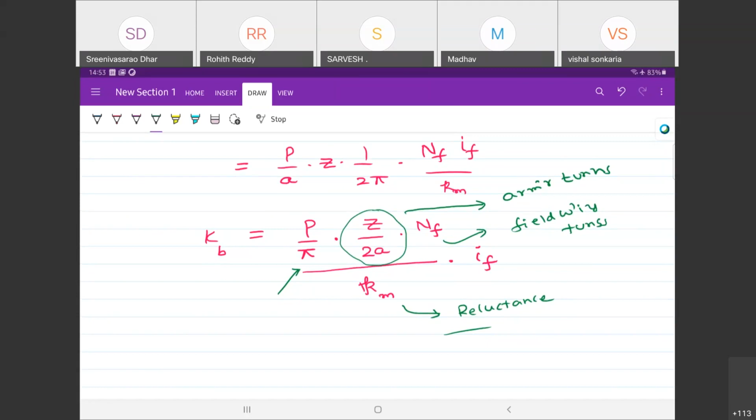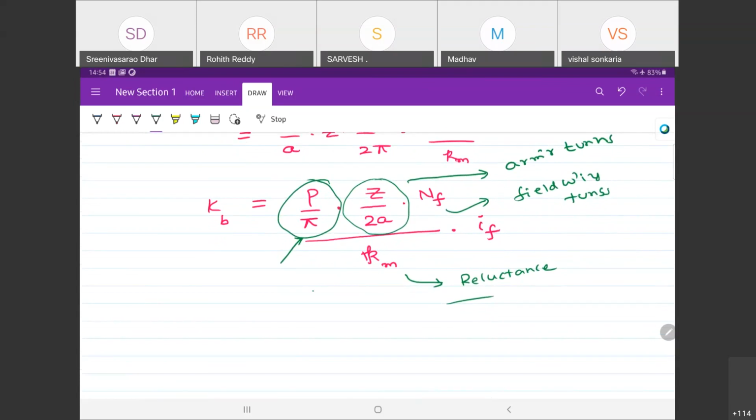When you study the definition of the coefficient of coupling, we have exercised this. That gives you the mutual inductance between the armature and the field winding. But here, P by pi is an extra component, so this entire thing makes it a fictitious or imaginary mutual inductance.